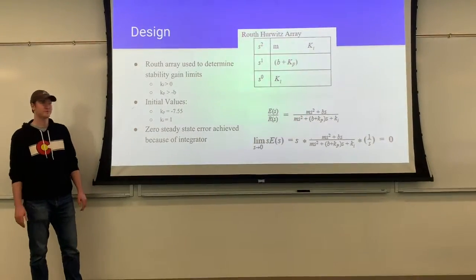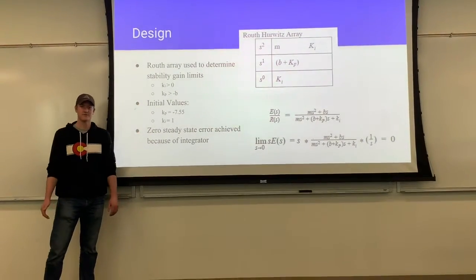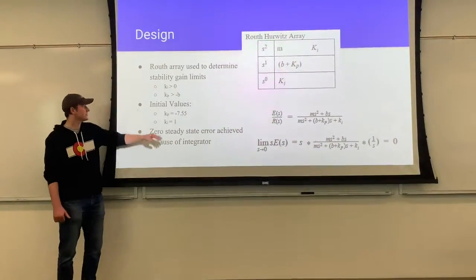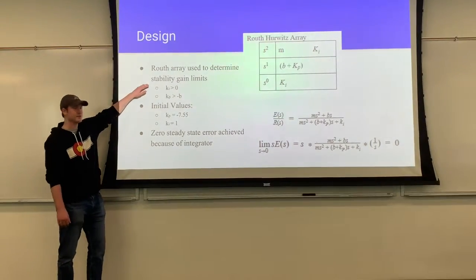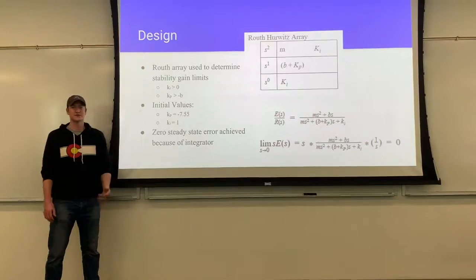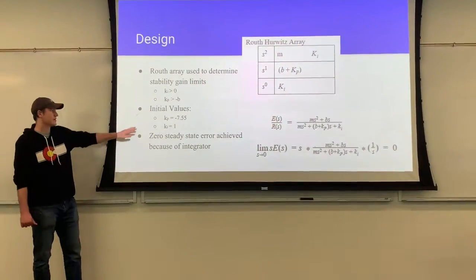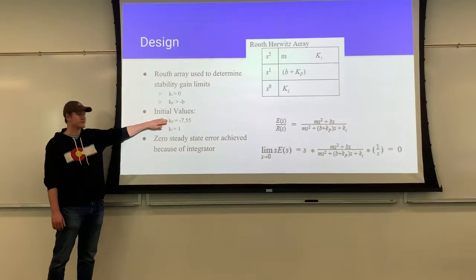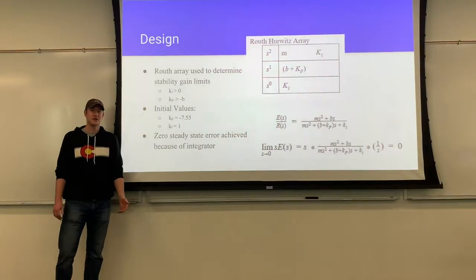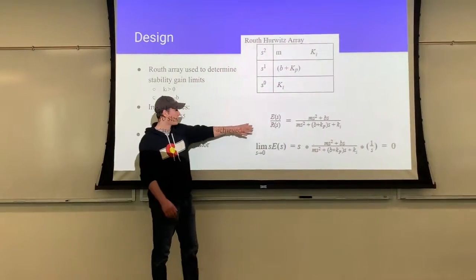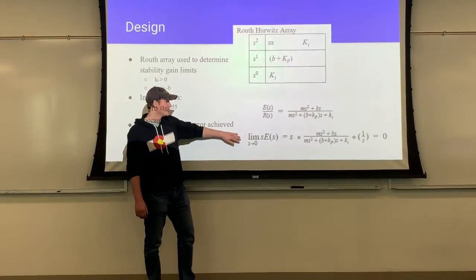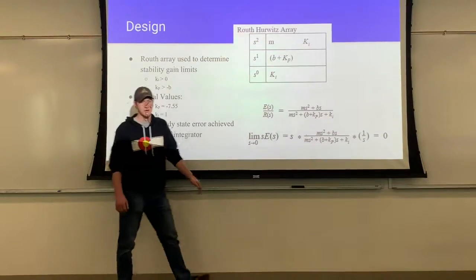Using our closed loop transfer function, we need to set parameters for our KI and KP values. We did this by using the Routh-Hurwitz array, as you can see over there, and as a result, we needed to determine our stability gain limits: we need KI to be greater than 0 and KP to be greater than negative B. Using our settling time requirement of 8 seconds, we were able to obtain our initial values of KP equaling negative 7.55 and KI equaling 1. We are able to obtain zero steady state error due to our integrator, as you can see in our error function. We set that using the final value theorem, and we were able to obtain zero steady state error.